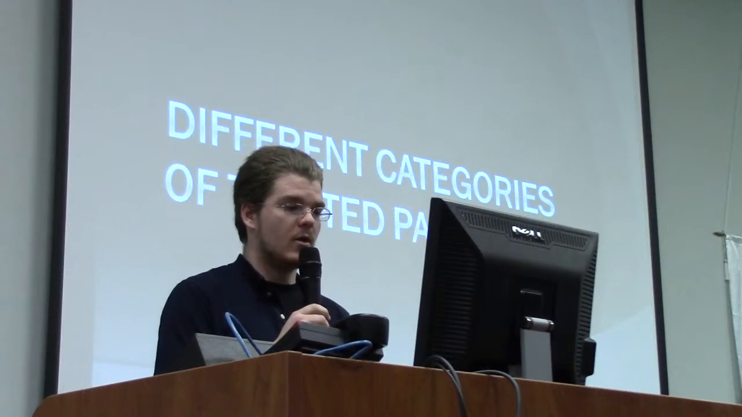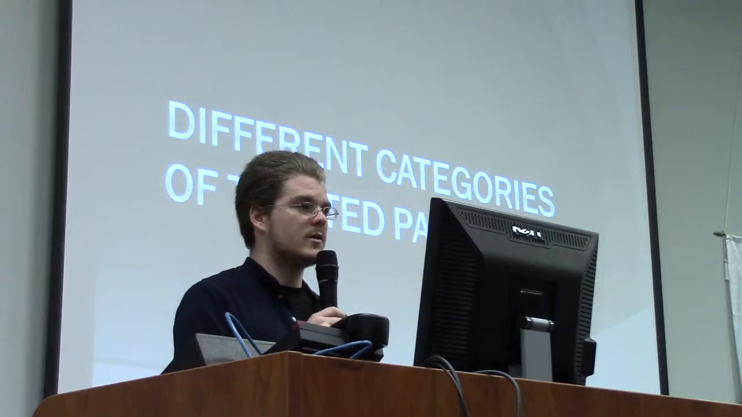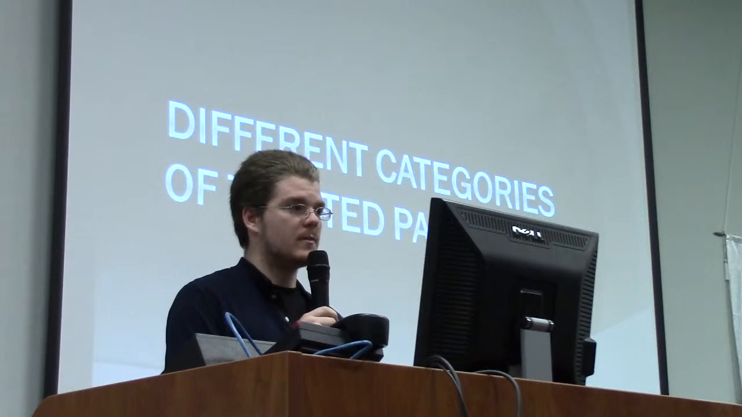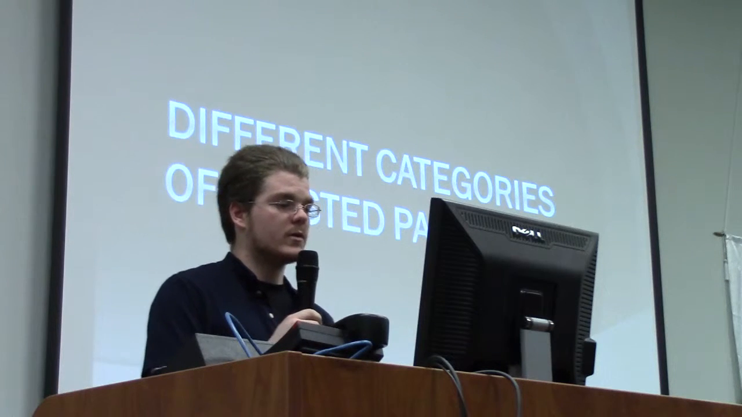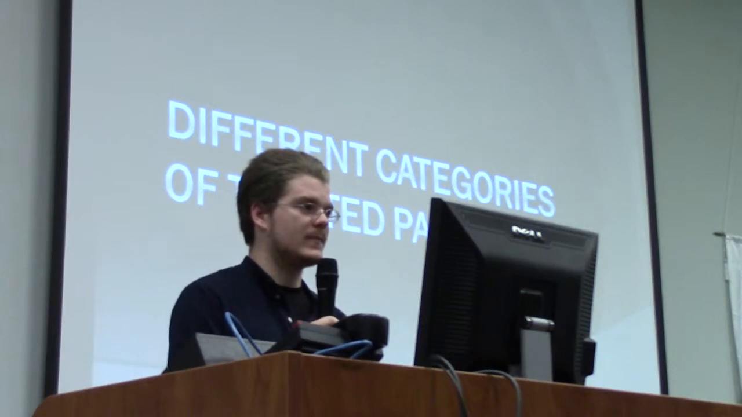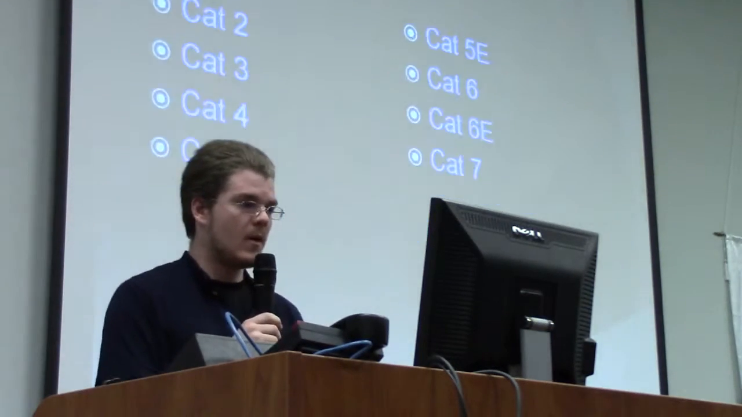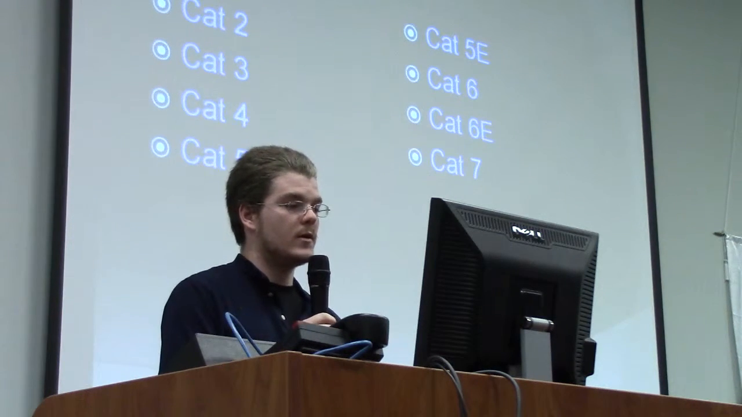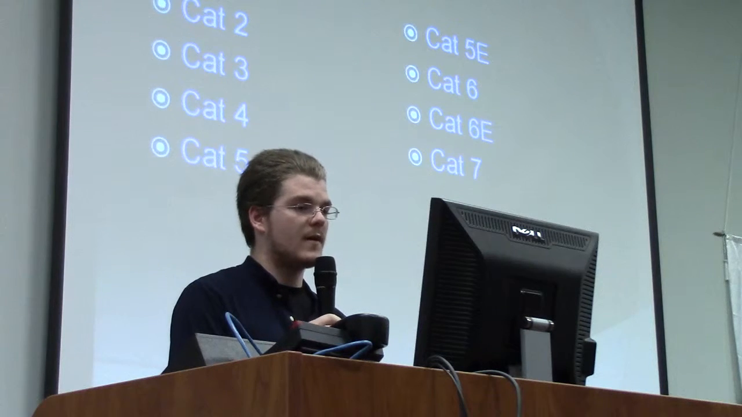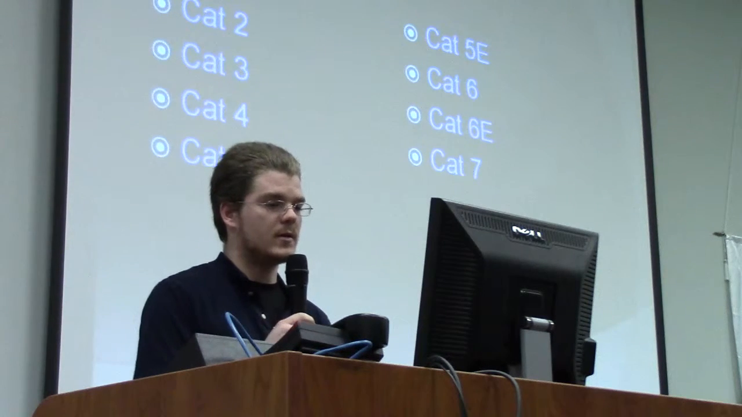My name is Cody Lawson, and I'm here to give you a presentation on the different categories of twisted pair cable. Does anybody know the different categories of twisted pair cable? Okay. We have category 1, category 2, category 3, category 4, 5, 5E, 6, 6E, and 7.